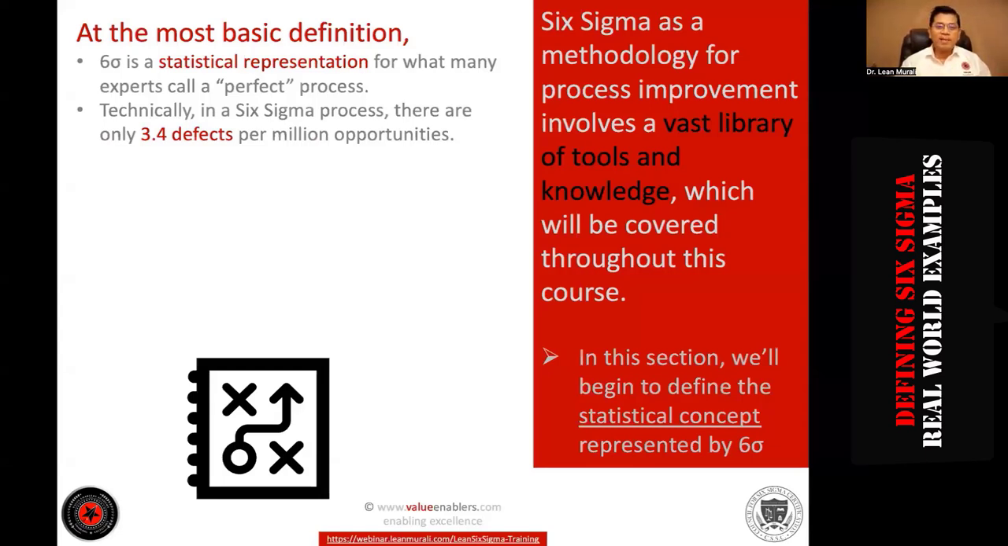3.4 defects per million opportunities. Okay. What is opportunities, etc.? Defects we understand, but what is opportunities? We'll come to this. Or in other words, if there are a million flight takeoffs, only 3 flights meet with an accident. That's what it means.